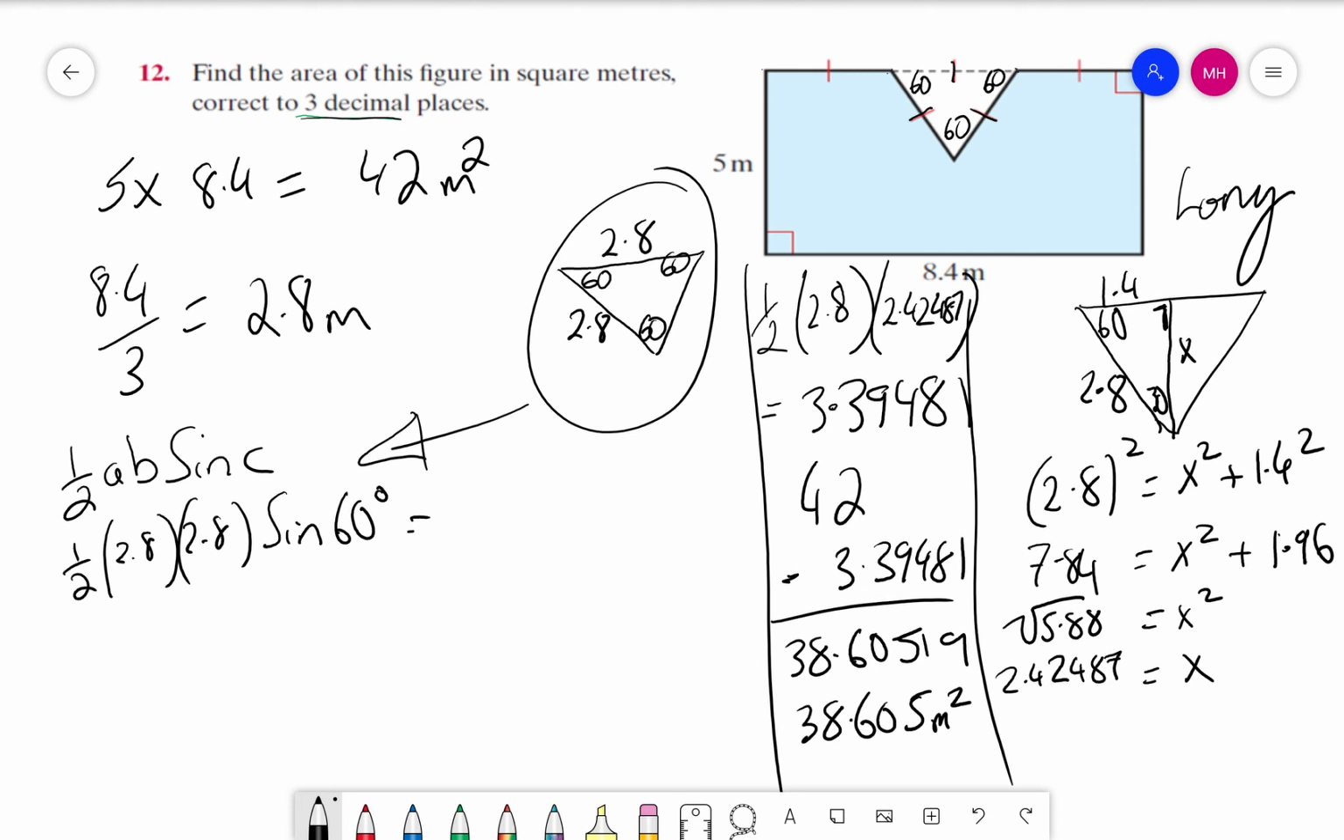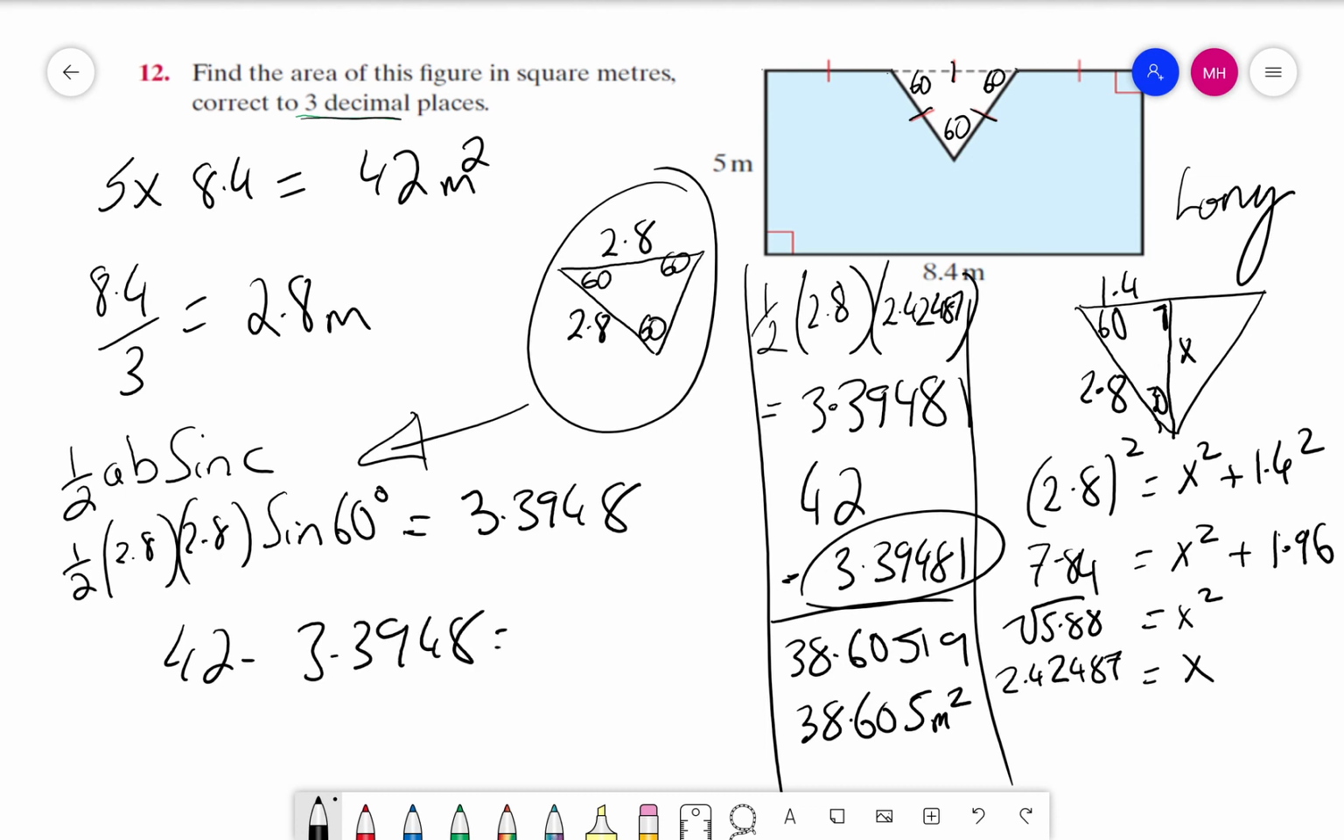And you're going to get the same answer as you got down here, 3.3948. So take one away from the other and you're getting the same answer. So you're getting your 38.605 meters squared.